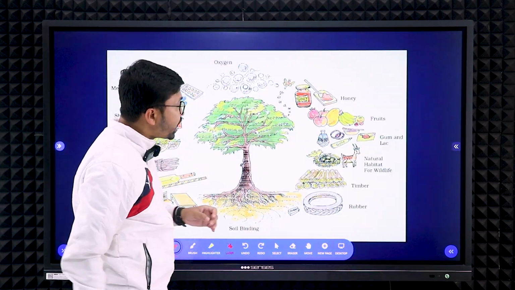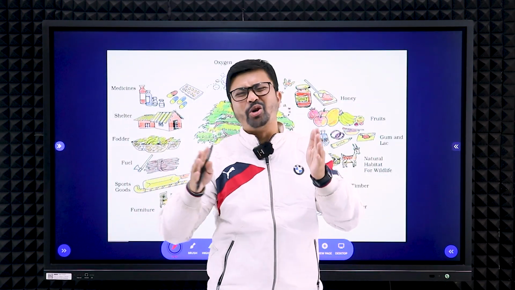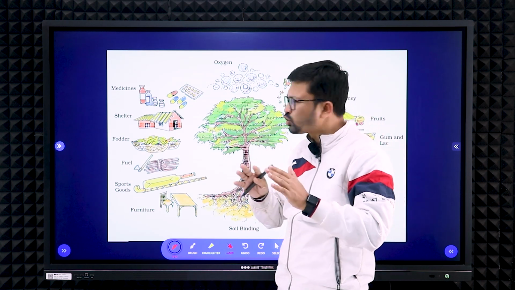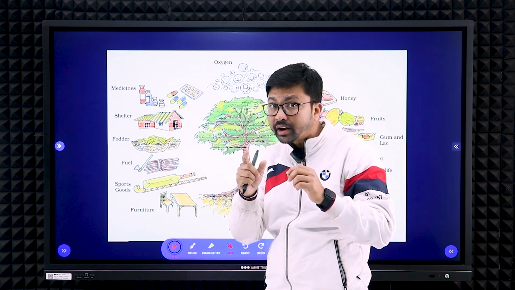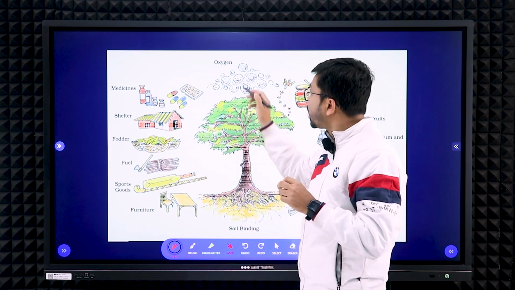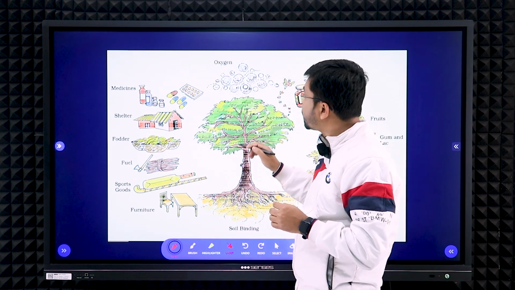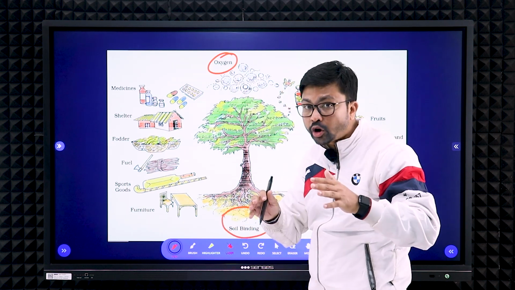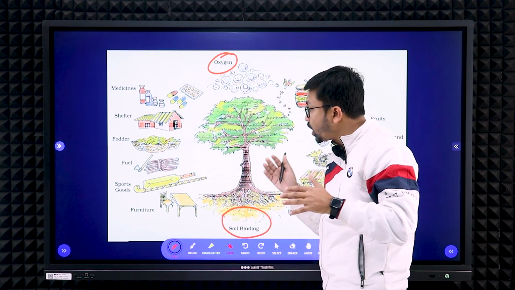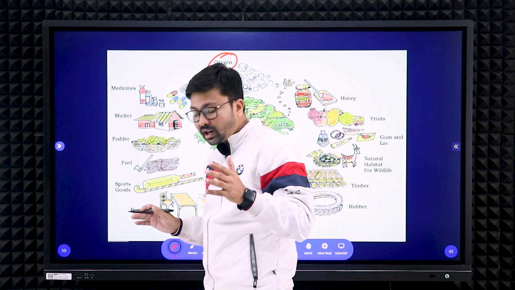So next, here you can see the overall benefit, which you all know, right? I am not going to discuss all those things in detail. Overall benefit: here you need to divide into two parts. One is the environmental benefit, like trees, or natural vegetation, give us oxygen, right? And it also helps to bind the soil. It also protects us from soil erosion. Those are the two environmental benefits.